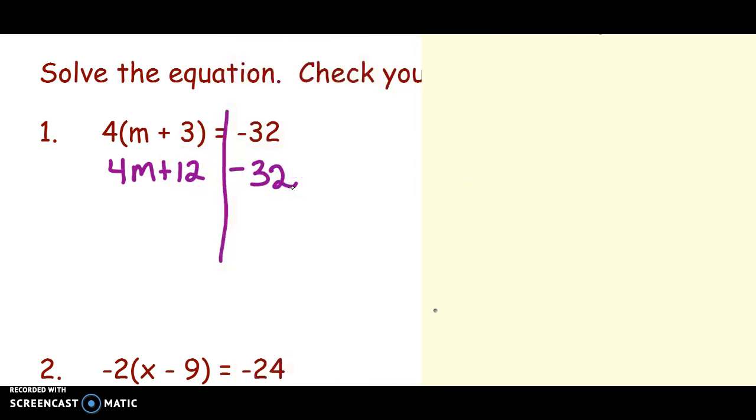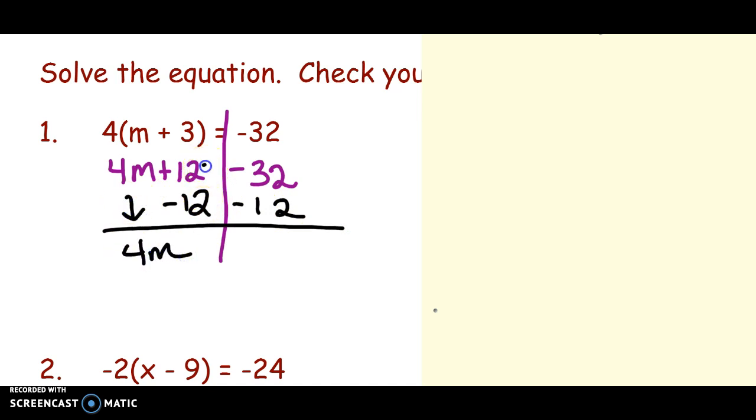Now it's just a two-step equation, and I'm going to go through this pretty quickly because at this point you should know how to solve these. So I'm going to subtract 12 from both sides. The 4m drops down. These cancel. 12 and negative 12 is 0, sorry. And negative 32 and negative 12 is negative 44.